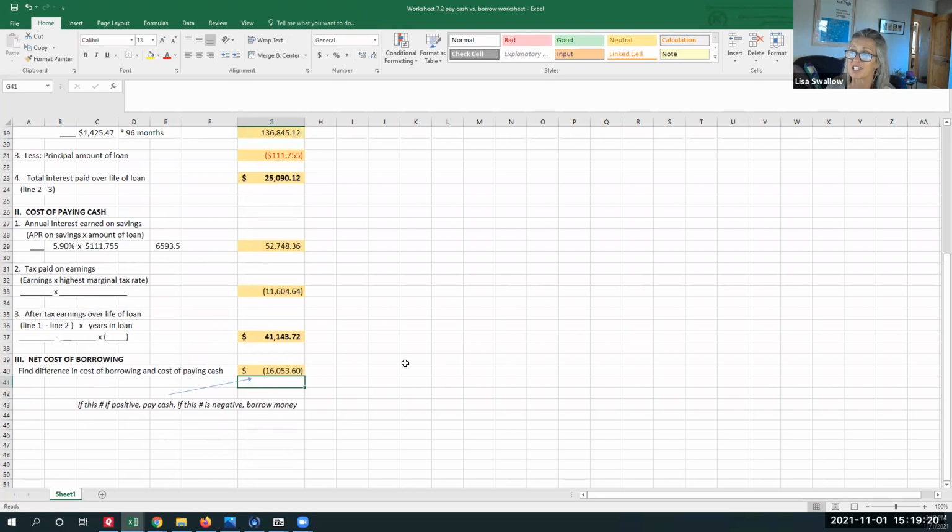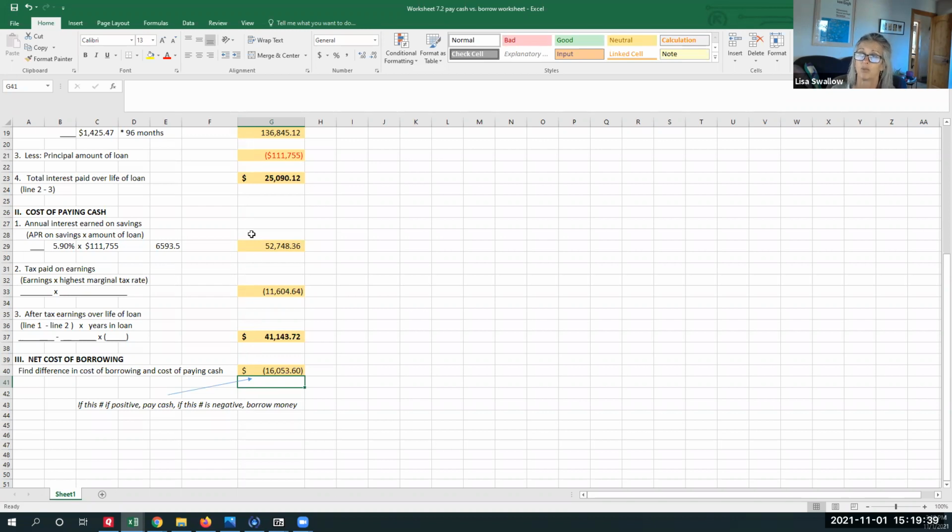And I think you can see that if it costs me 25 grand to borrow the money for the cabin and I lose $41,000 in interest income, that's a pretty bum deal. So obviously it's $16,000 to my benefit to borrow the money.